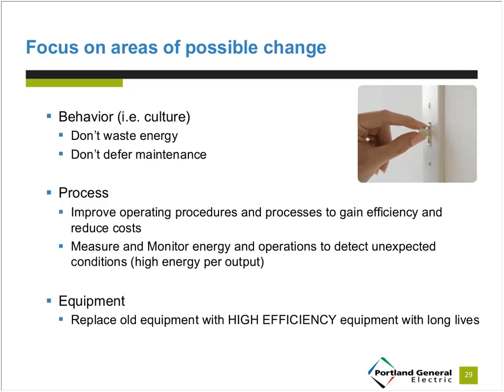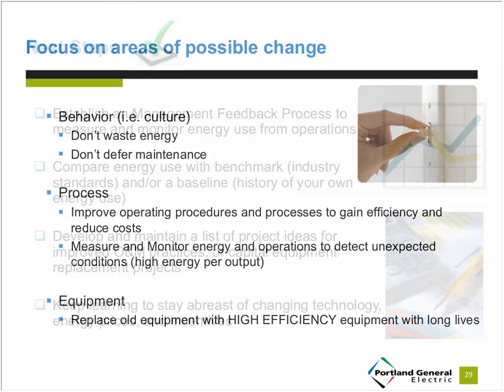Replace the old equipment with high efficiency equipment with long lives. This gets to that purchasing decision, whether you're putting labels on it to make sure that in an emergency it gets replaced with the efficiency, or make sure your purchasing manual and purchasing decisions are based on efficiency ratings of the new equipment, not just what's the cheapest motor or the cheapest refrigerator. So these are the three ways I look at making decisions and taking initiatives.